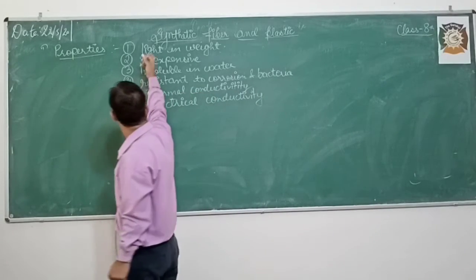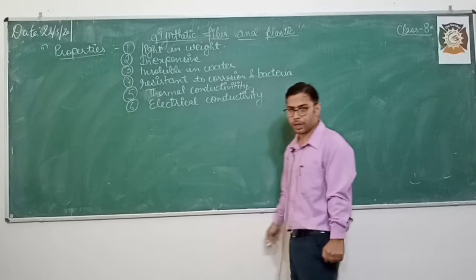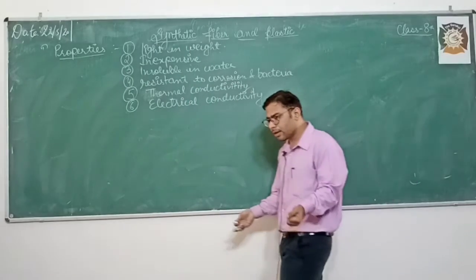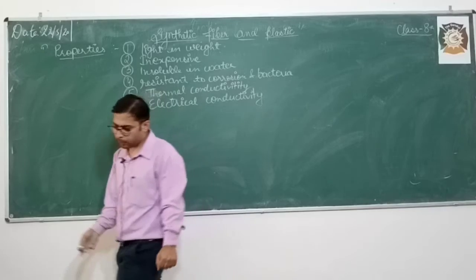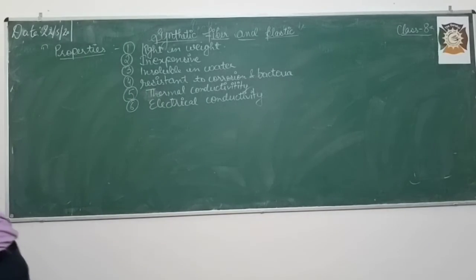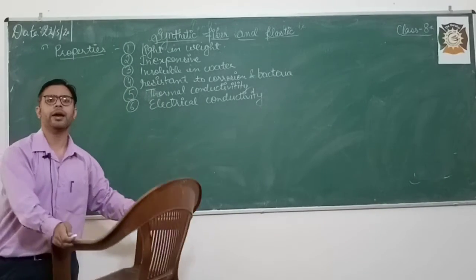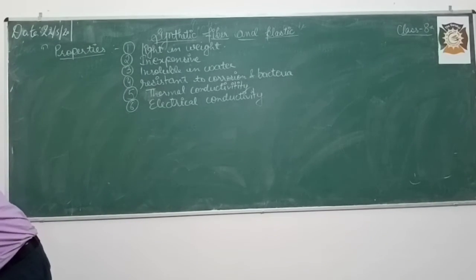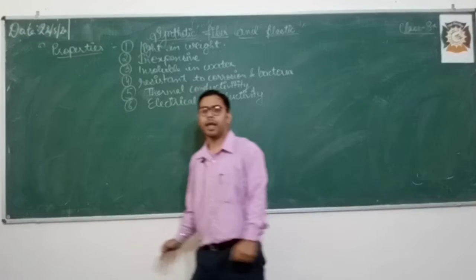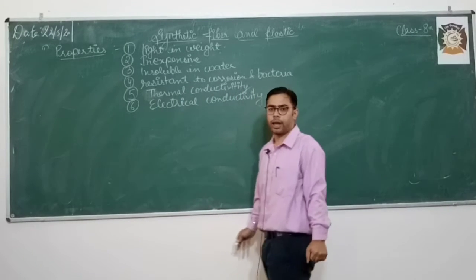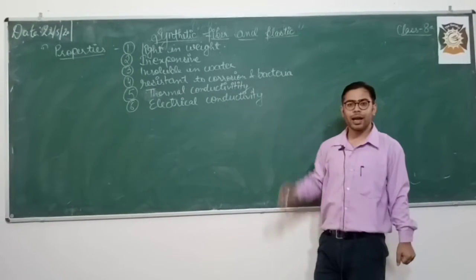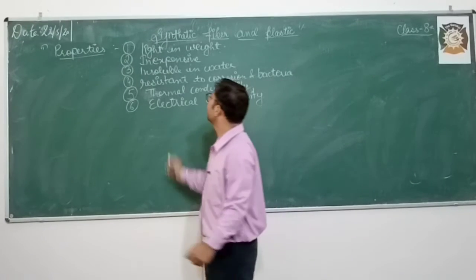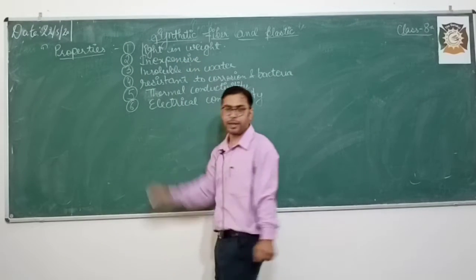So now the first property is very light in weight. Okay, what it means is that it is not too much heavier. Suppose right here I am having a chair made up of plastic. It is very lightweight as compared to a chair made from metal. Okay, like iron, aluminium or any other. So it is very light in weight, you can lift it very easily.